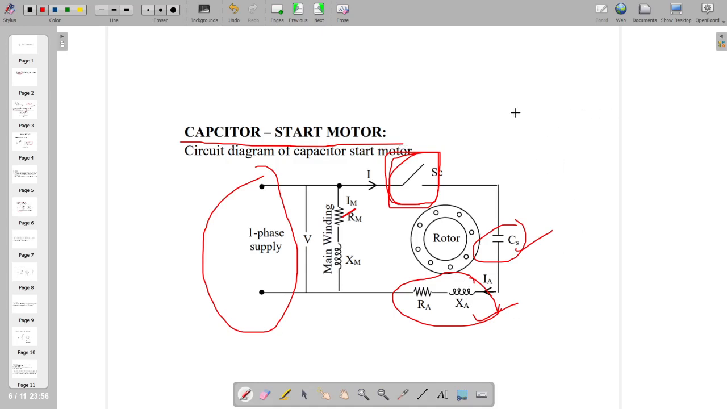Now we draw a phasor diagram. This is the voltage. The auxiliary current leads the supply, and the angle between it and the main field winding current, that is IM, is exactly 90 degrees because of the capacitor. So the phasor sum of the auxiliary current and main field winding current is the total current in the machine. So this is I.